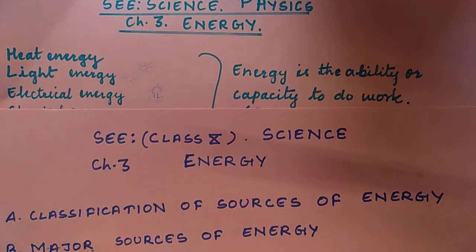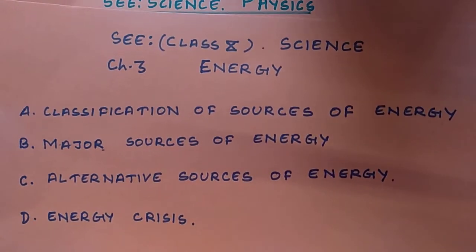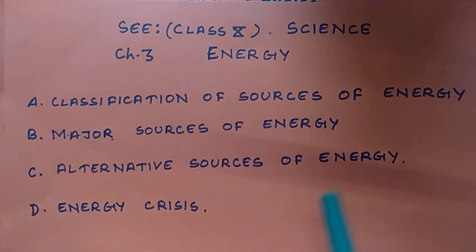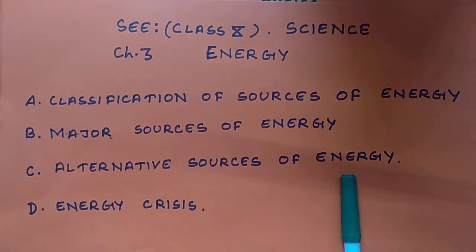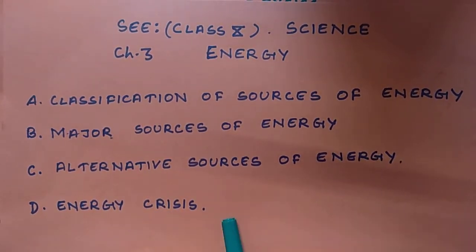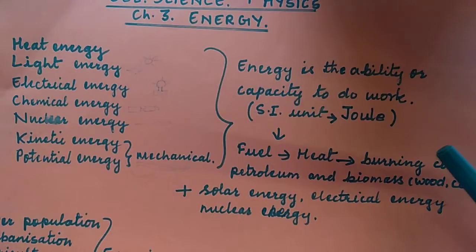The chapter broadly consists of 4 parts. These 4 parts of the chapter are classification of sources of energy, major sources of energy in context of Nepal in our country, and alternative sources of energy and energy crisis. So these are 4 main parts that we are going to study in this chapter.